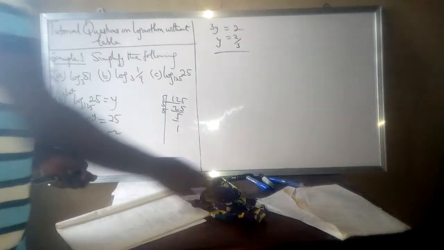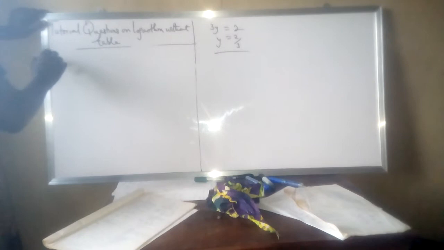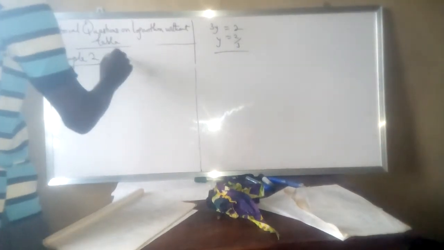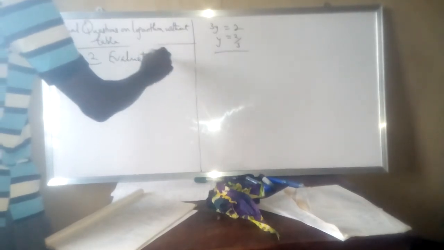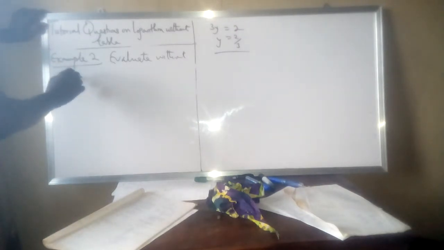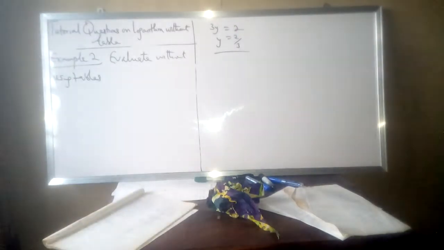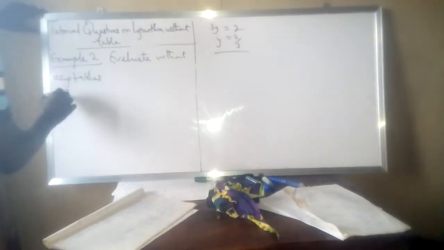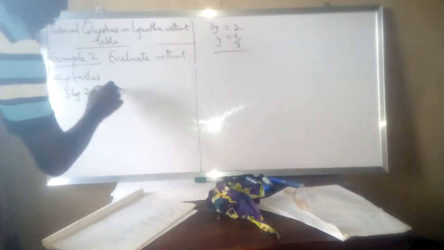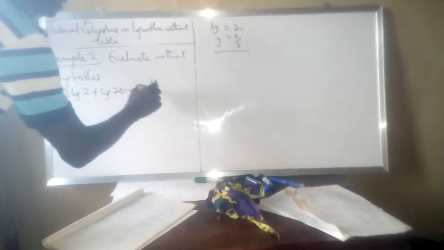Okay? So let's look at another example. Still under logarithm without table. Logarithm without table. That's example 2. Evaluate without using tables: 3 log 2 plus log 20 minus log 16 all over 10.